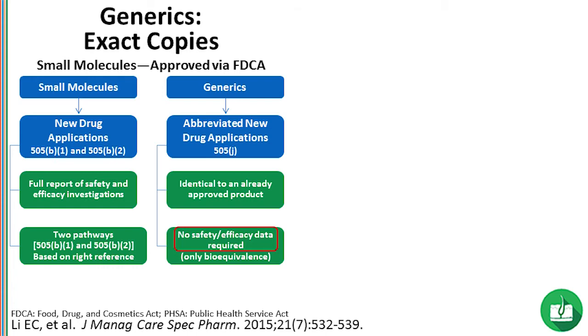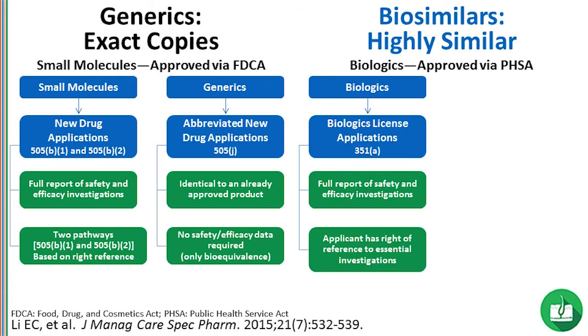On the right-hand side, you'll see the approval for a biosimilar. Again, biosimilars are similar, but not exactly the same as the Innovator product, and this is actually approved through the Public Health Service Act. Initially, biologics have to go through the Biologics License Application. They have to fully report the safety and efficacy investigations, and the applicant has right of reference to essential investigations.